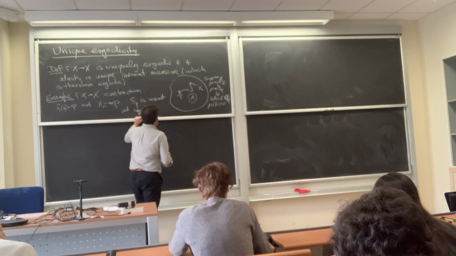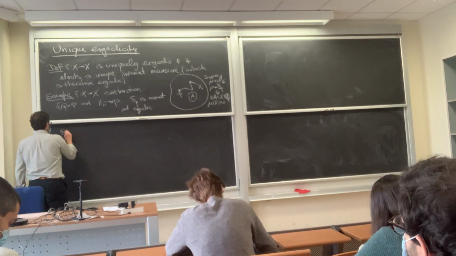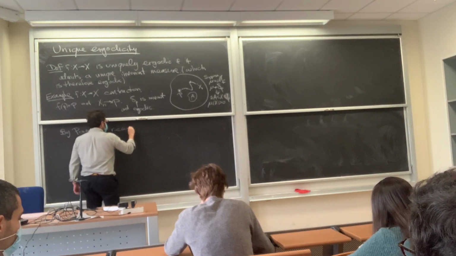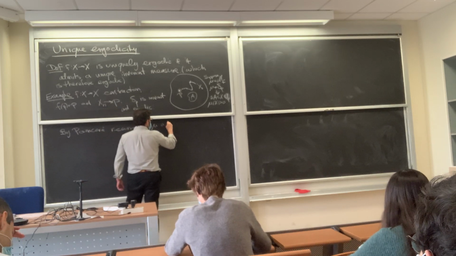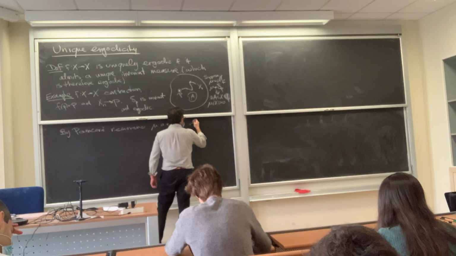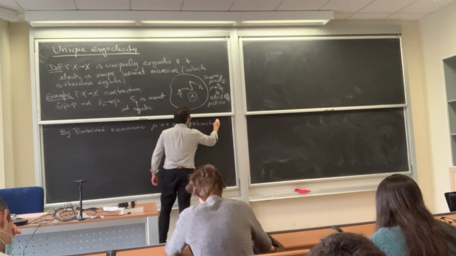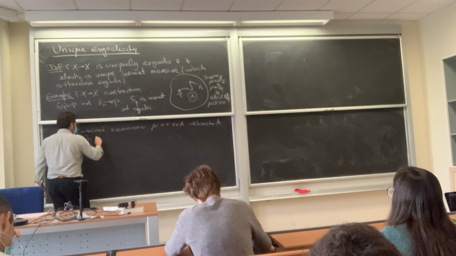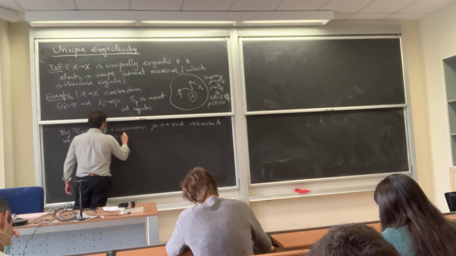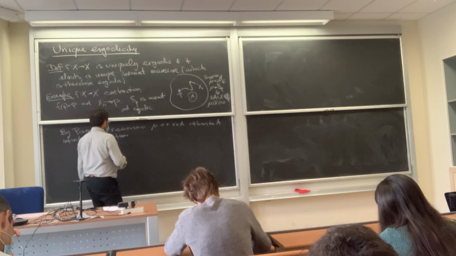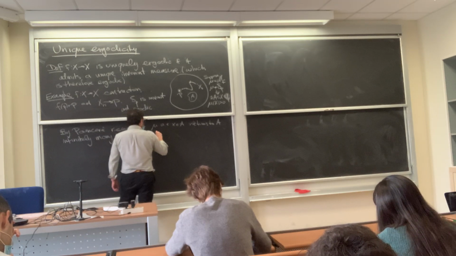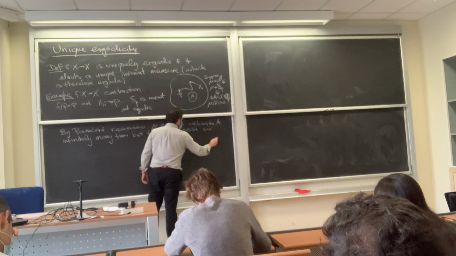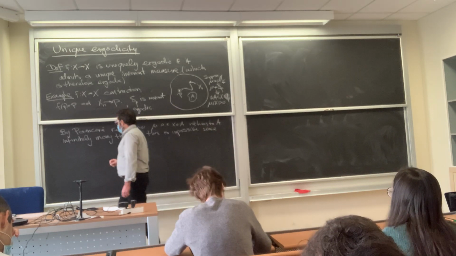So by Poincaré recurrence, almost every x in A returns to A infinitely many times. But this is impossible, since all points converge to P.